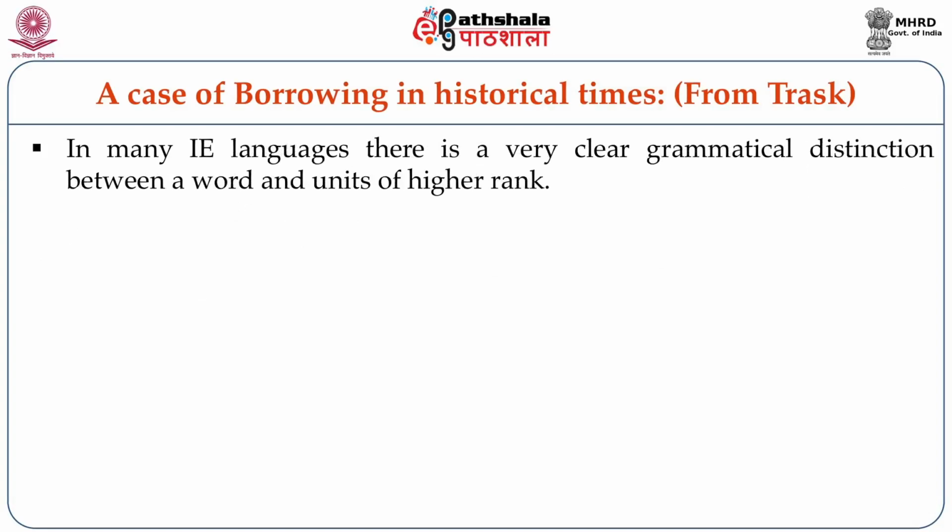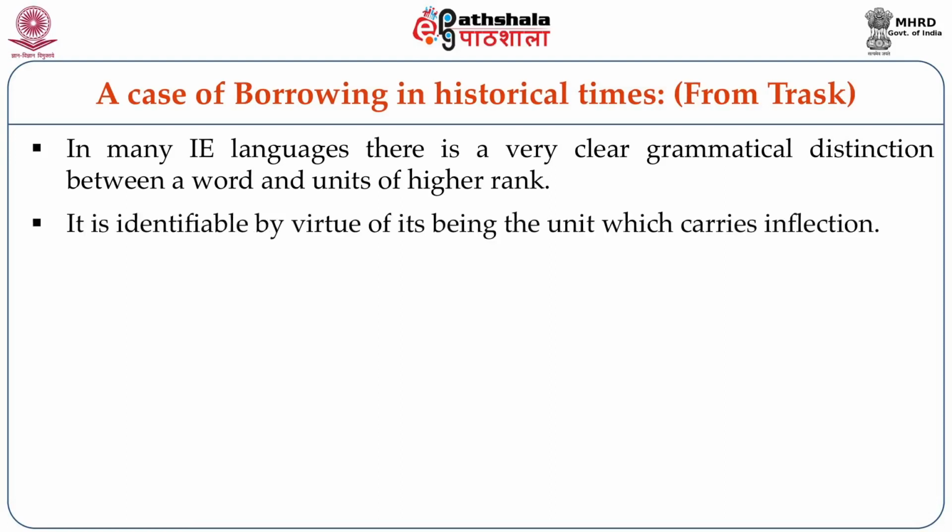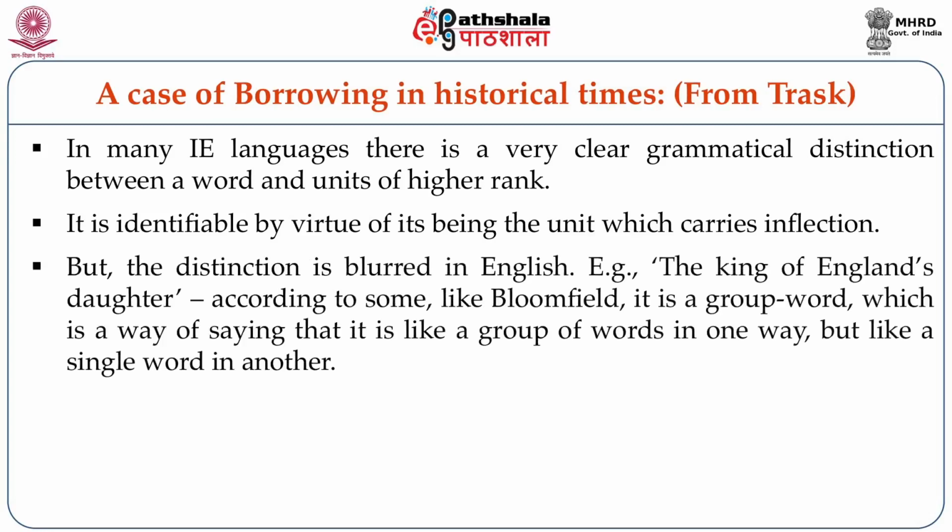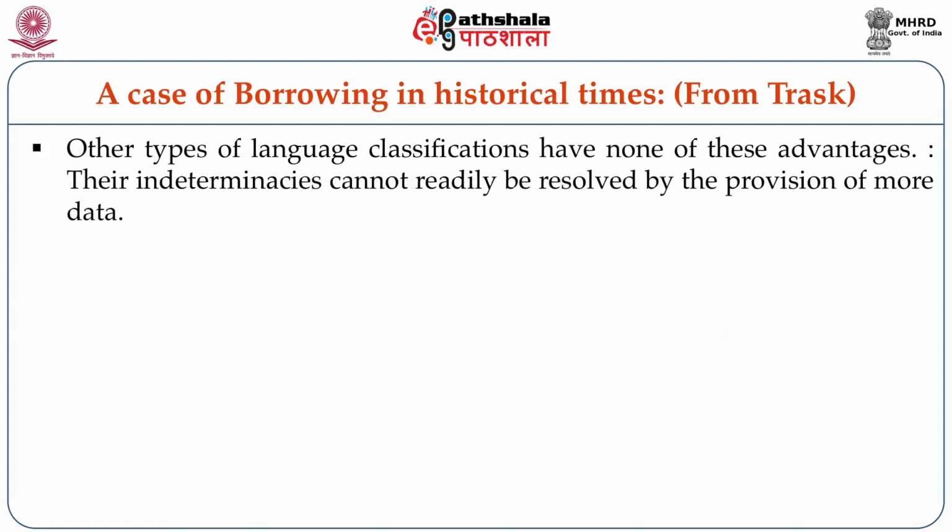In many Indo-European languages, there is a very clear grammatical distinction between a word and units of higher rank. It is identifiable by virtue of it being the unit which carries inflection. The distinction is blurred in English. For example, the king of England's daughter, according to some, like Bloomfield, is a group word, which is a way of saying that it is like a group of words in one way, but like a single word in another. Other types of language classifications have none of these advantages.